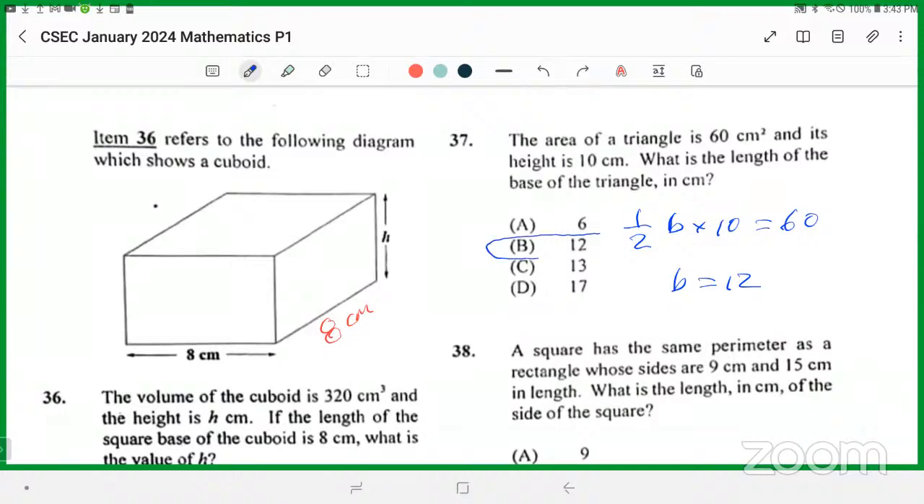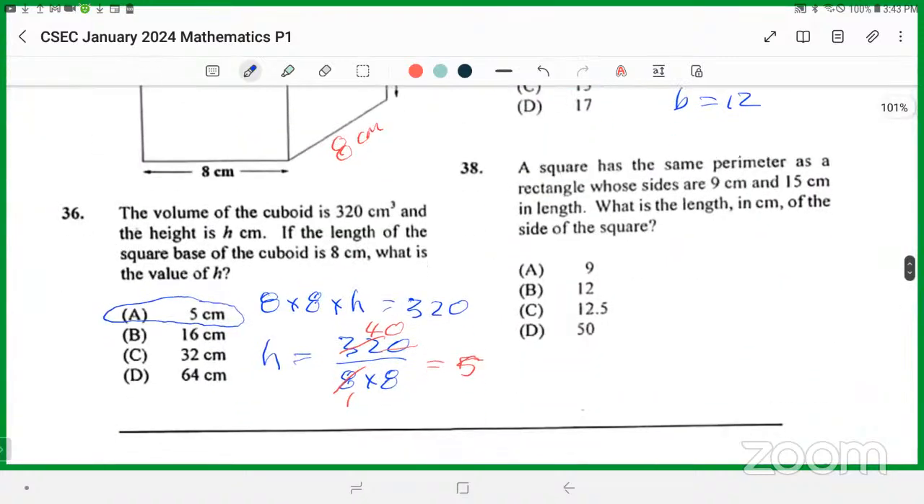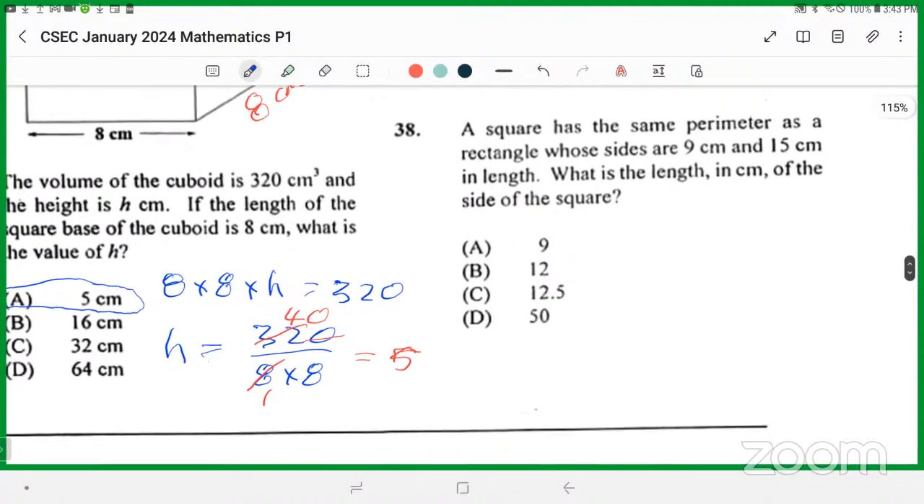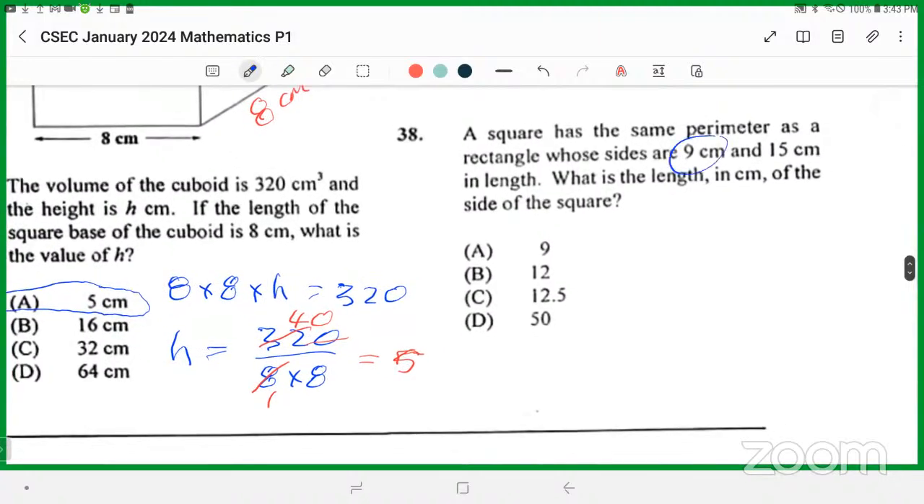The base is 12. Next one says, a square has the same perimeter as a rectangle whose sides are 9 and 15. What is the length of the square? So if it's a square, the perimeter of the square equals the perimeter of the rectangle. Perimeter of the square, we call it x, is 4x equals, what's the perimeter of the rectangle? 2 times the sum of 9 and 15. 2 times 9 and 15.